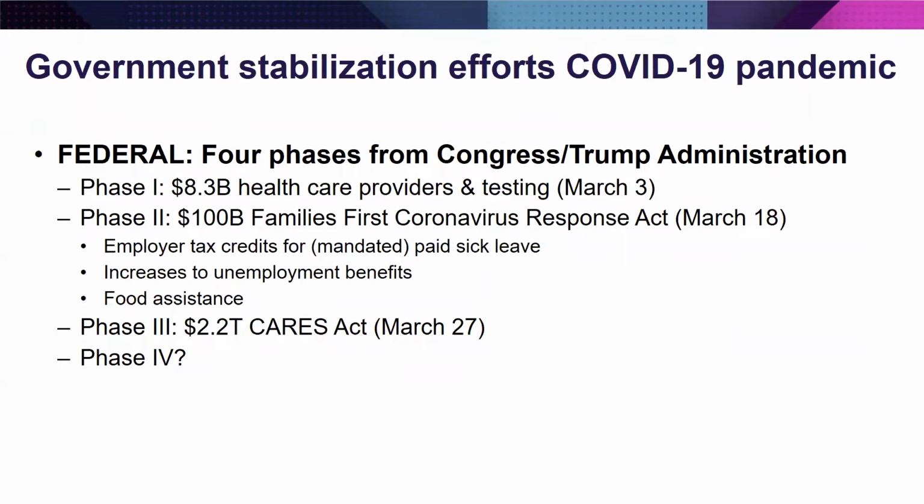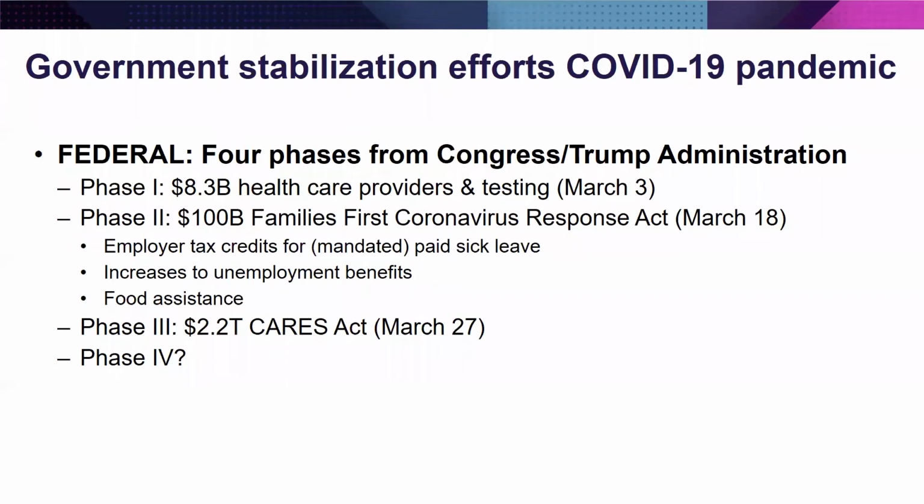Federally, we're in the third phase of what Congress has rolled out for economic stabilization due to the COVID-19 pandemic. Phase one happened in what now is a relatively small measure of $8.3 billion signed by the president on March 3rd, basically addressing and providing funding for healthcare providers and testing.